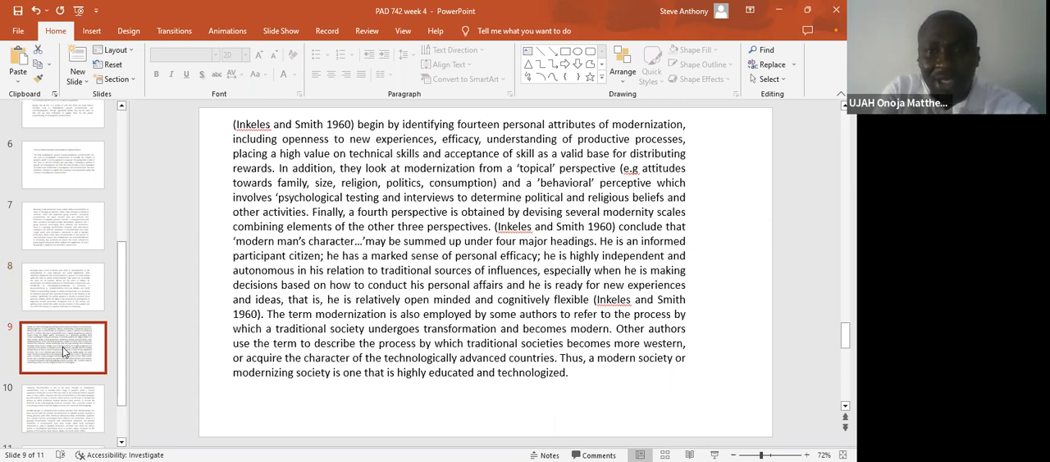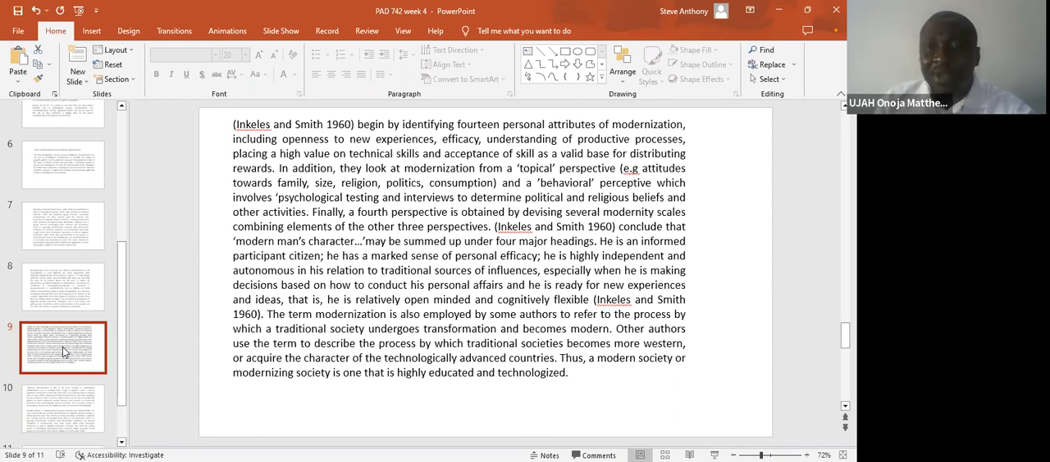So in all this, looking still at the views of Ingalls and Smith, they conclude that modern man's character may be summed up under 4 major headings. He is an informed participant citizen. He has a marked sense of personal efficacy. He is highly independent and autonomous in his relation to traditional sources of influence, especially when he is making decisions on how to conduct his personal affairs, and he is ready for new experiences and ideas. That is, he is relatively open-minded and cognitively flexible.